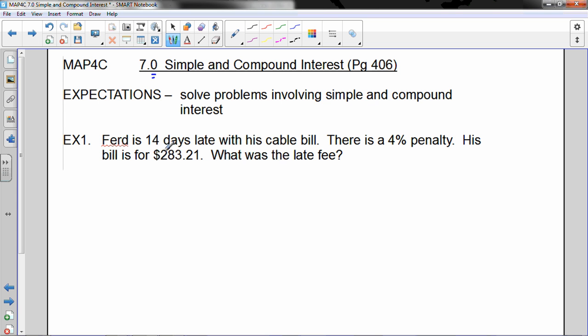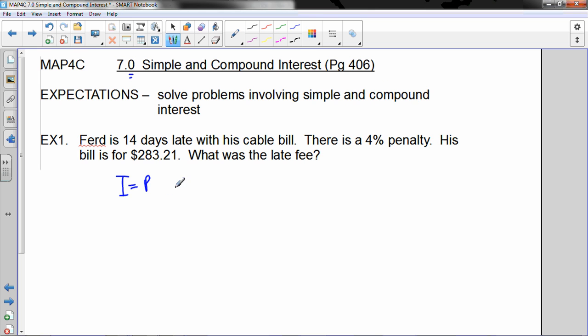What's the late fee? Well, these sorts of things are almost always simple interest. So I'm going to write down the simple interest formula. And here's a formula. We've done some work with formulas, so this is just no different, right? What was the late fee? Well, that's the interest that he's going to be charged. The principal is the amount that he didn't borrow, but he was late with his fee. The rate was 4%, but we write it as a decimal, so that's 0.04. And the time is 14 days.